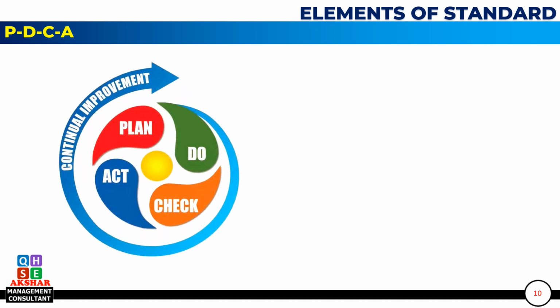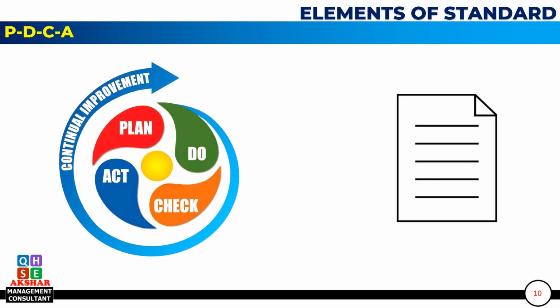Element number 2, PDCA cycle. It is called plan, do, check, and act. It is a concept not only for organization, but also for everyone. For example, when we get up in the morning, we plan set of activities for whole day. And we set priorities for each activity.